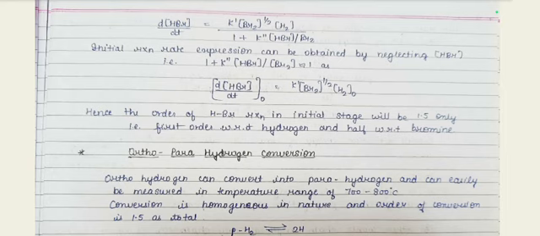The initial reaction rate expression can be obtained by neglecting HBr, that is, 1 + k''[HBr]/[Br2] is approximately equal to 1. So (d[HBr]/dt)0 = k' [Br2]0^(1/2) [H2]0. Hence the order of the HBr reaction in the initial stage will be 1.5 only, that is, first order with respect to hydrogen and half order with respect to bromine.